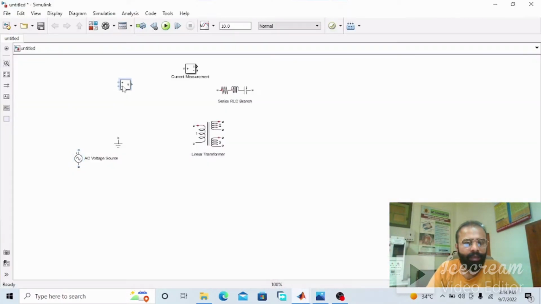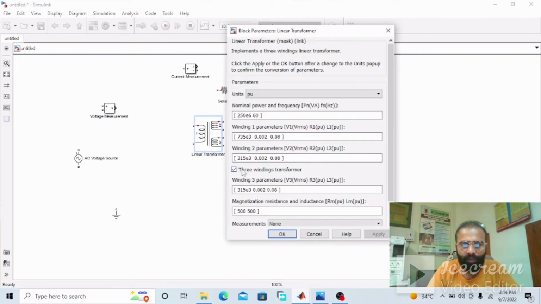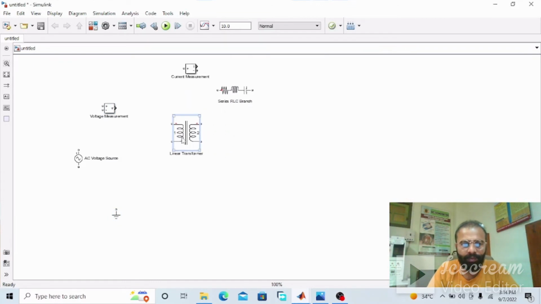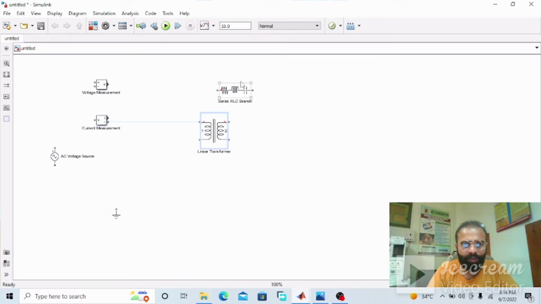Now this is a 3-winding transformer. Make it 2 windings. So this will be 2 windings. This is the primary winding. This can be the secondary winding. This AC voltage source will be connected with the primary winding of the transformer. This is the load. Now connect this ammeter in series with the primary winding. You can see, now this ammeter is connected in series with the primary winding.